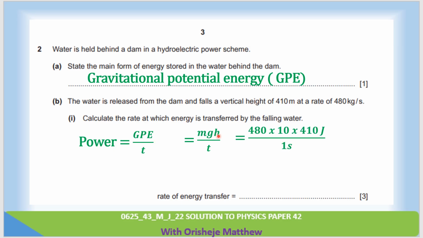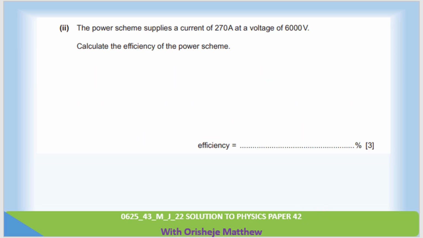So the power is mgh, gravitational potential energy, so the mass per unit time, that is m/t, in kilograms per second, multiplied by the strength of gravity, multiplied by the height through which the water falls, 410. That will give me 1,968,000 joules per second. So that is the power, or watts, of the dam.